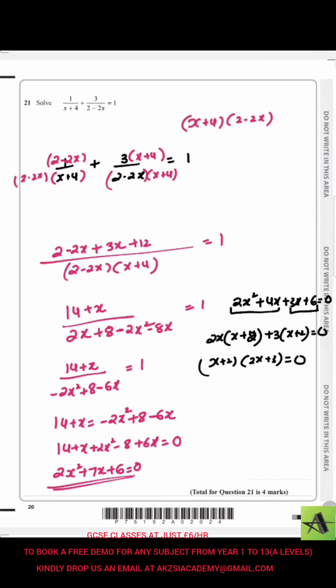Because the product of two factors is 0, that means either of them has to be 0 or both can be 0. So that's why equating each to 0, I'll get x1 as negative 2, and 2x plus 3 equals 0, I'll get x2 as negative 3 over 2. And this is our final answer.